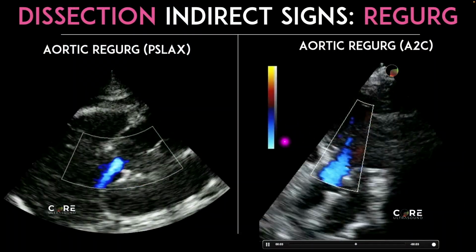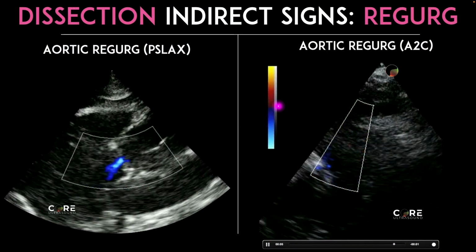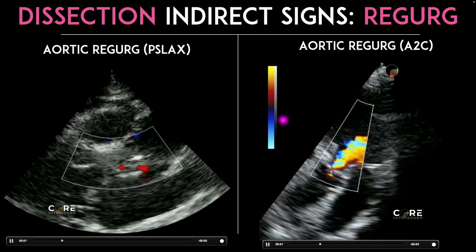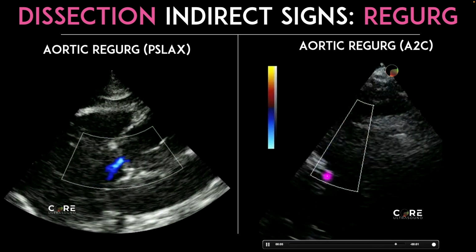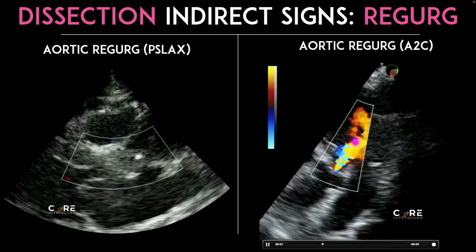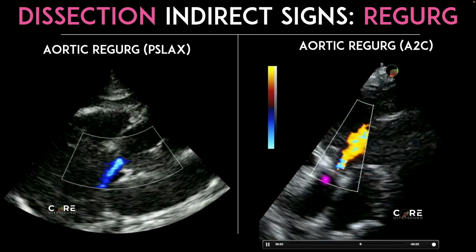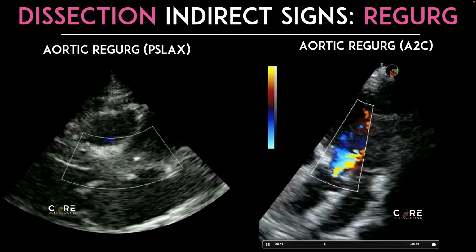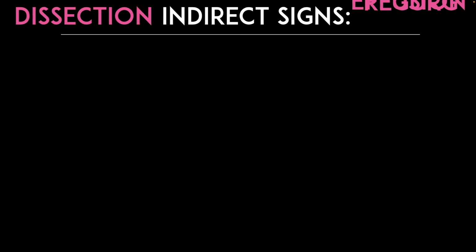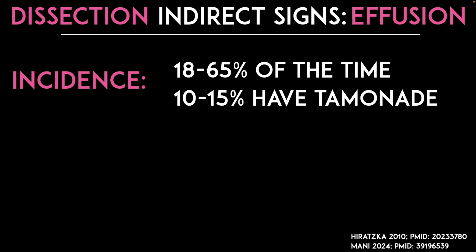And if you're not sure what color means what, there's this legend on every ultrasound. Blood should not be moving from the aorta back this way, and we're seeing this red flame go back through the aortic valve. That's what regurg looks like. Cool? All right. Let's talk about effusions.